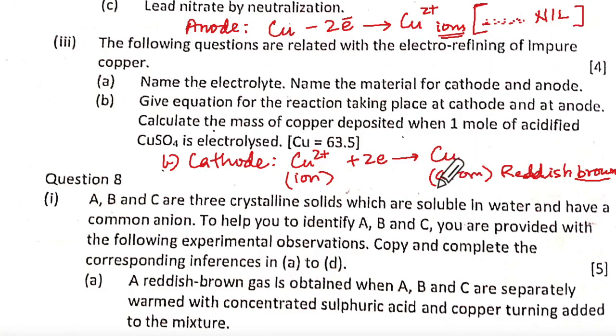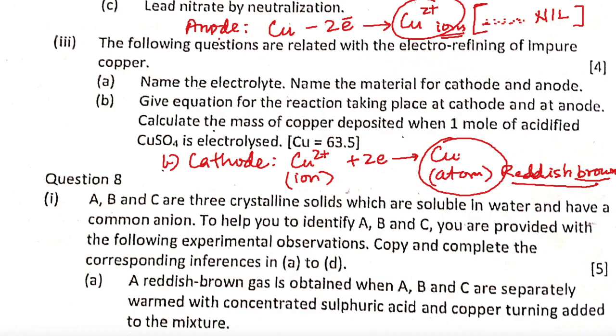But if they ask you product, at cathode, what is the product? Reddish brown copper atom. What is the product at anode? Cu2+ ions, copper in bracket 2. Understanding? Yes, ma'am. So this is the tricky part where they can ask you.